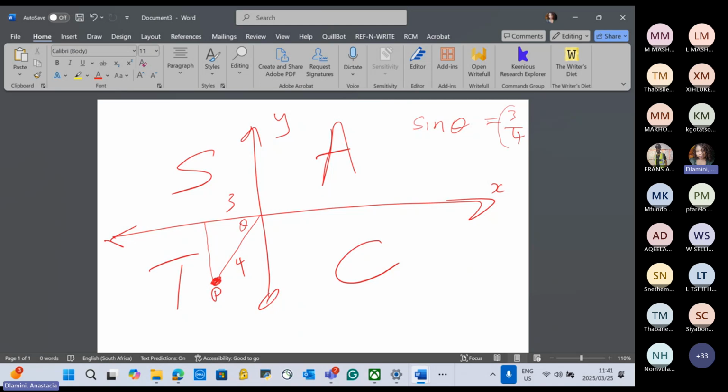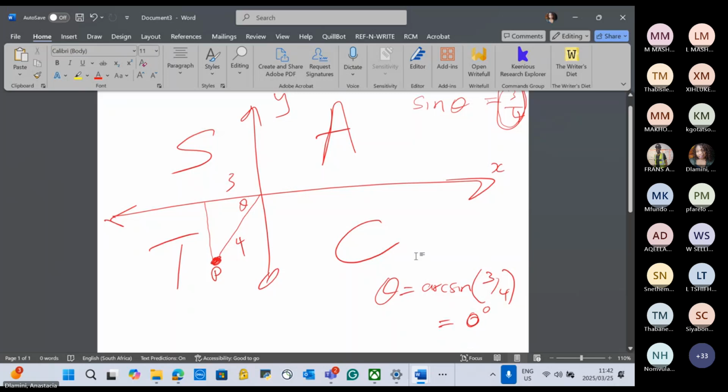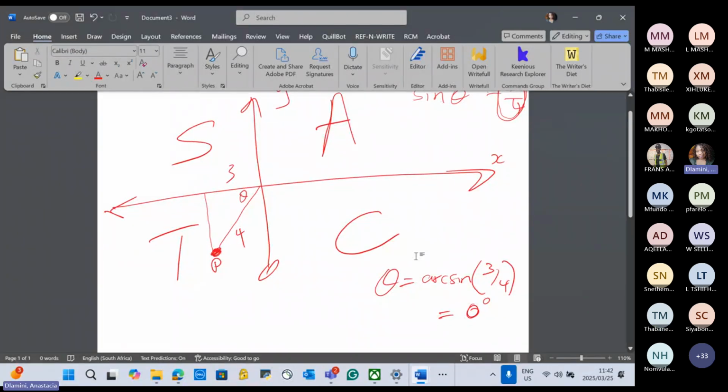Now, the inverse of a trigonometric function is what you will use to find the angle for this particular ratio. When you say theta is equal to, in the calculator, you said arcsine of 3/4, and then you went and found some form of a degree. Do you remember that? Yes, ma'am. So this is what we call the inverse of this function.